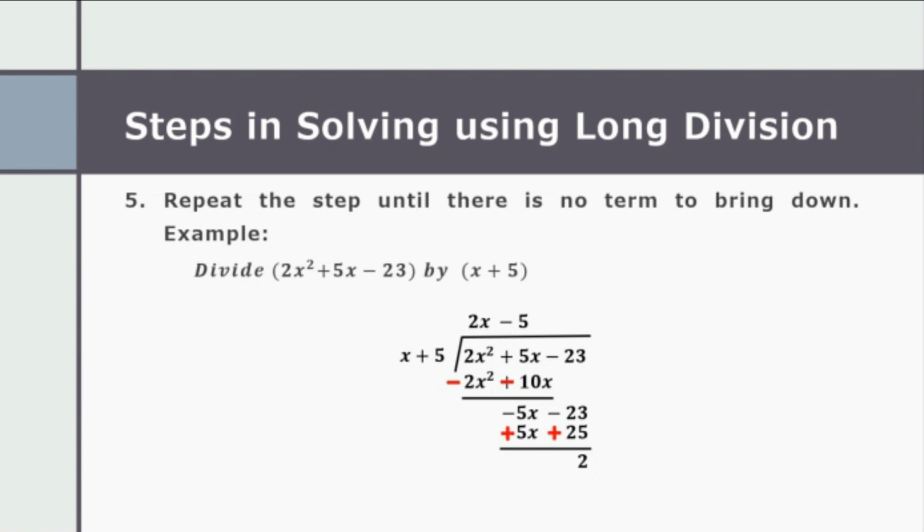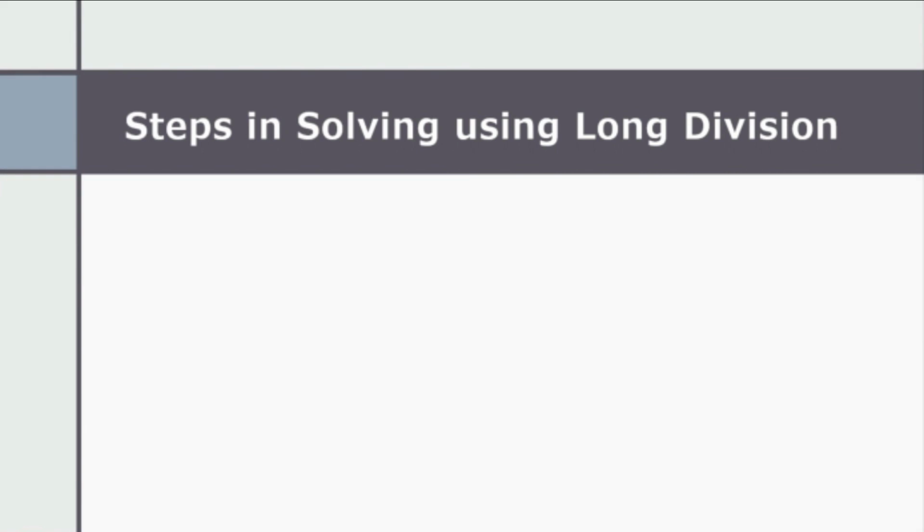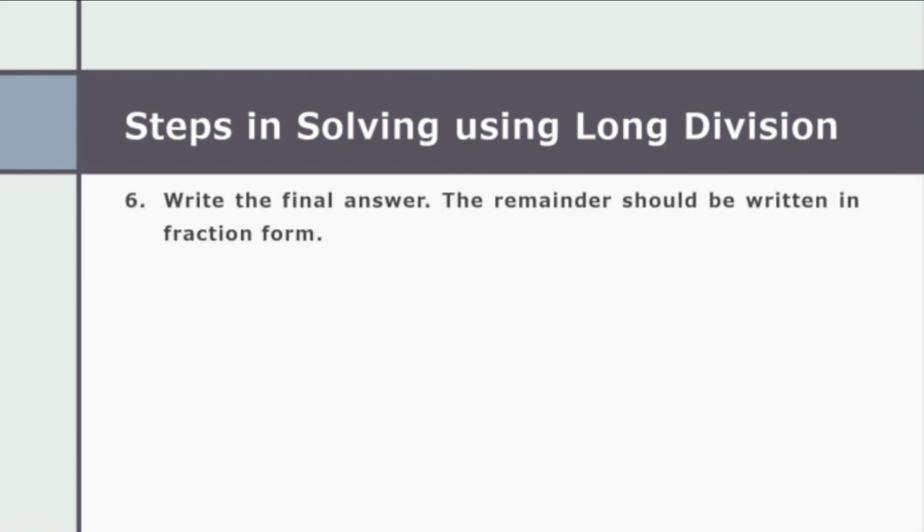Negative 23 plus 25 is equal to 2. Then negative 5x plus 5x is equal to 0, or simply cancelled out. Then there are no terms to bring down, therefore we consider 2 as the remainder. Step number 6. Write the final answer.